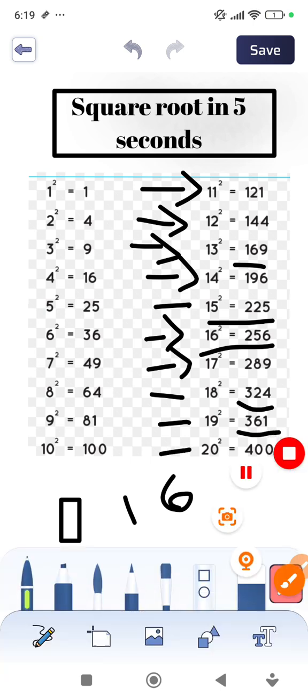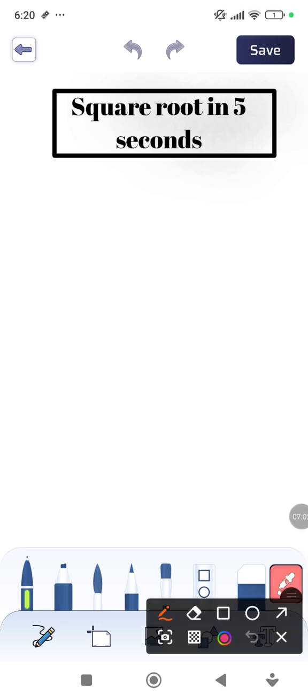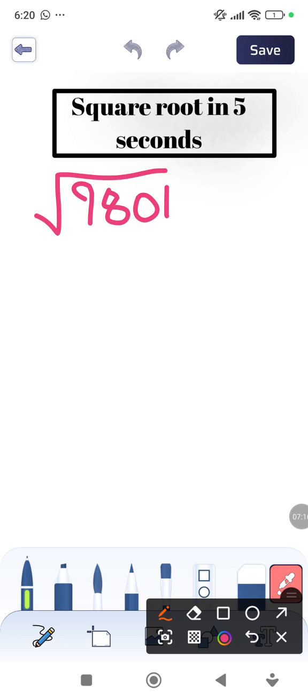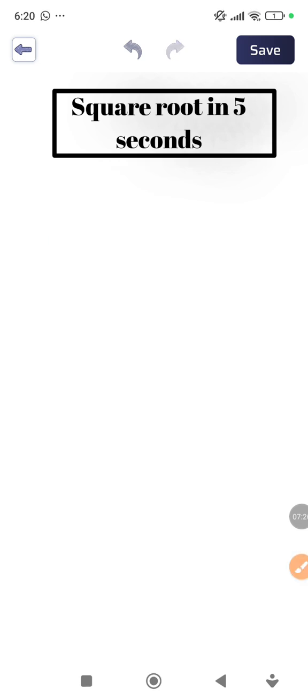Now let's go to the trick. Let's take a 4-digit number firstly. I will take the number 9, 8, 0 and 1, and we have to find the square root of this. To find the square root, what we do is very simple. Let me again write the digits: 9, 8, 0 and 1. You need to find the square root.